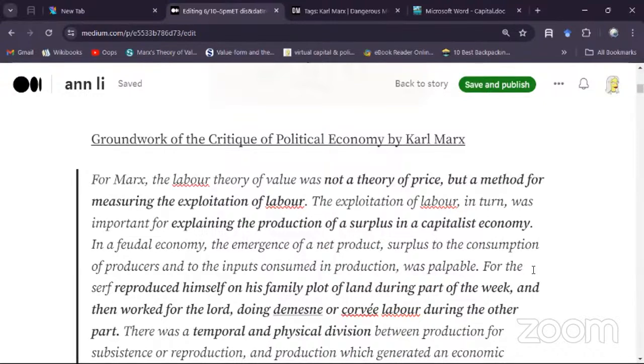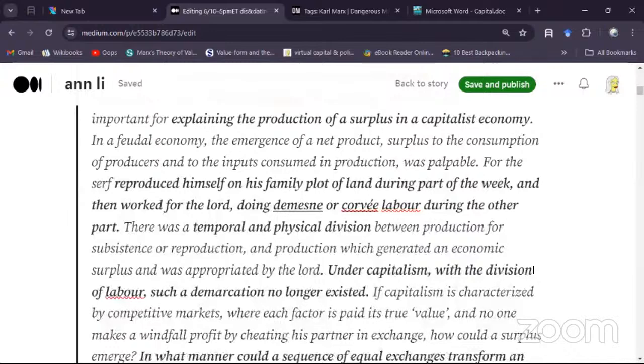There was a temporal and physical division between production for subsistence, for reproduction, and production which generated an economic surplus and was appropriated by the Lord. Under capitalism, with the division of labor, such a demarcation no longer existed. Well, the demarcation exists, it's just made under more abstract terms.